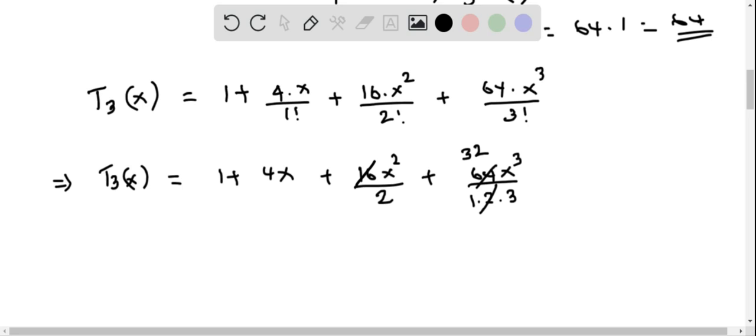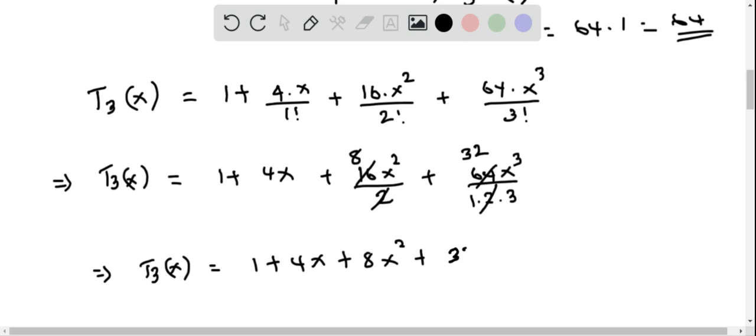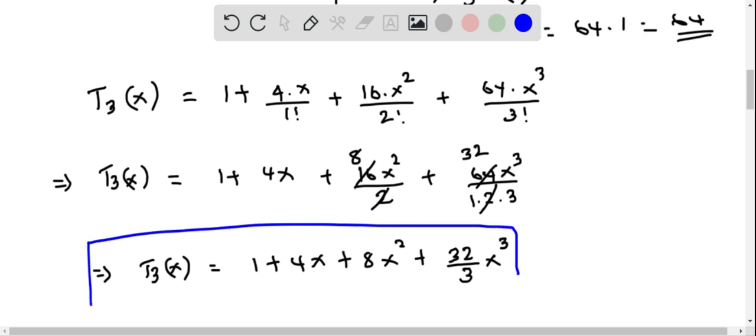And here also I can simplify this. This is 8 times. So therefore this implies T3 of x gives 1 plus 4x plus 8x squared plus 32 by 3 x cubed. And so this is the Taylor polynomial of degree 3 for the function f of x equals e to the power 4x.